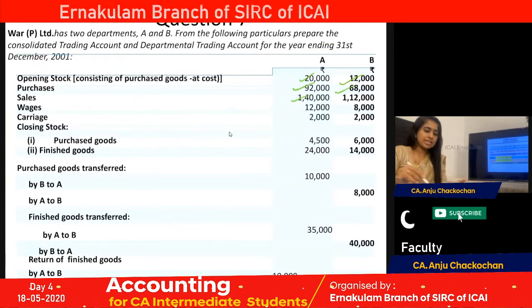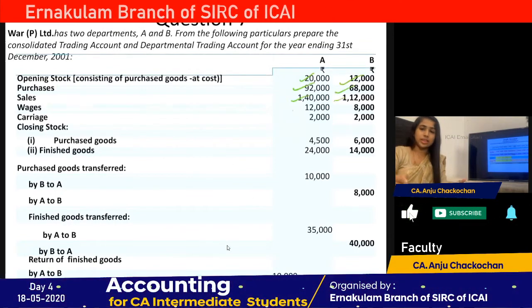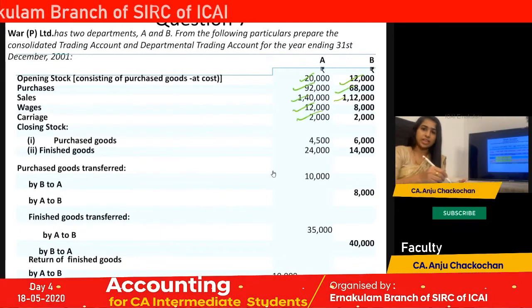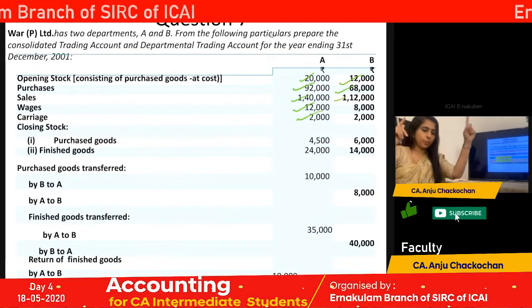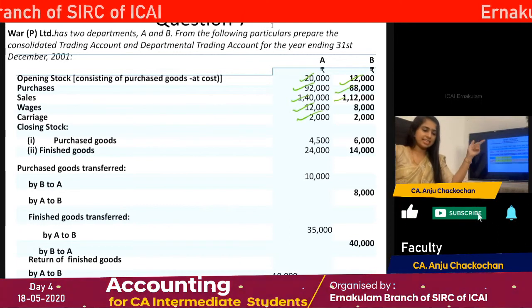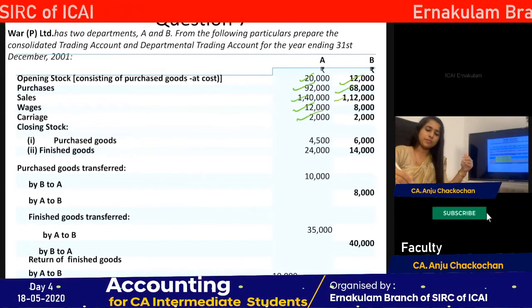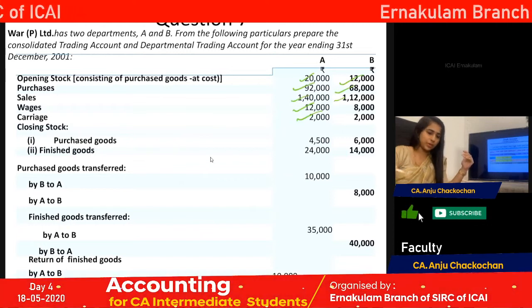Listen, sales is given to us, wages is given to us as 12,000 and 8,000, carriage inwards is given as 2,000, and we have the closing stock of both. See, opening is given, purchases is given, sales is given, wages is given, carriage is given. Closing stock is also given as 4,500, 6,000. Finished goods is also given.